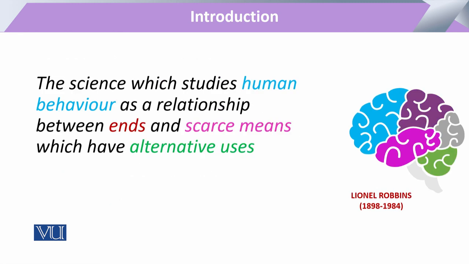The third definition, given by Lionel Robbins, is that economics is the science which studies human behavior as a relationship between ends and scarce means which have alternative uses. This definition, though it is in a small number of words, encompasses three very important aspects: that it is human behavior, the behavior of people when they are dealing with the two things, ends and scarce means. Human beings have to keep balance throughout their life between their wants and desires and the other thing, the resources that they have in their hand.